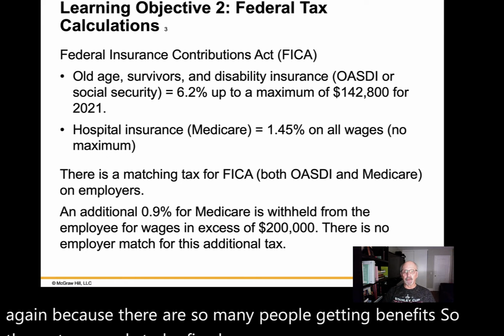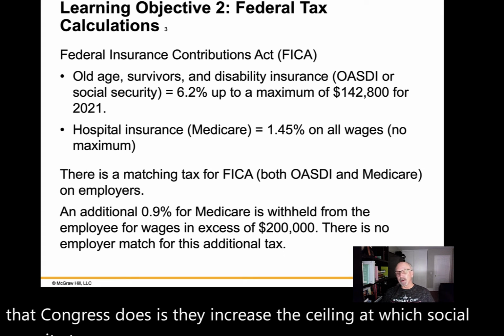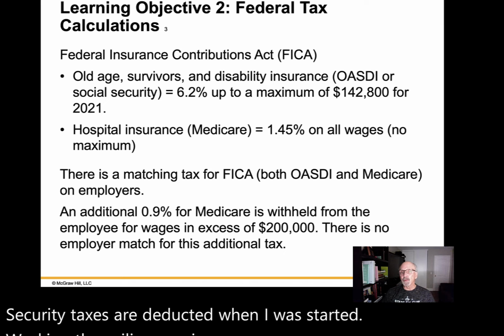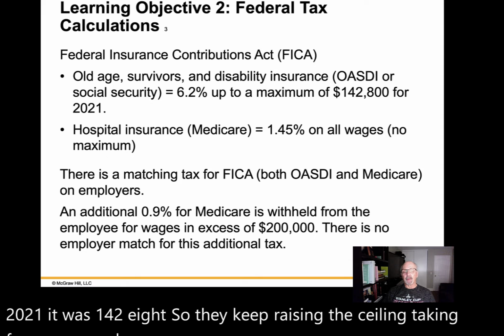One of the short-term fixes that Congress does is they increase the ceiling at which Social Security taxes are deducted. When I started working, the ceiling was in the 70,000 range, 75,000. Now for 2021, it was 142.8. So they keep raising the ceiling, taking from more and more people. But that's not going to be a fix.